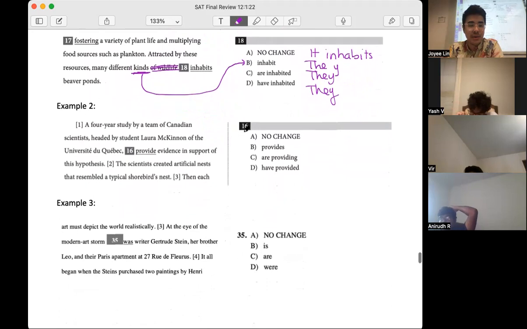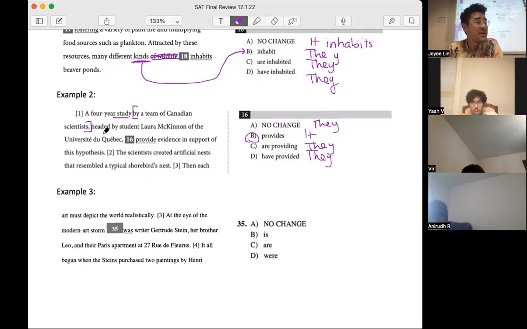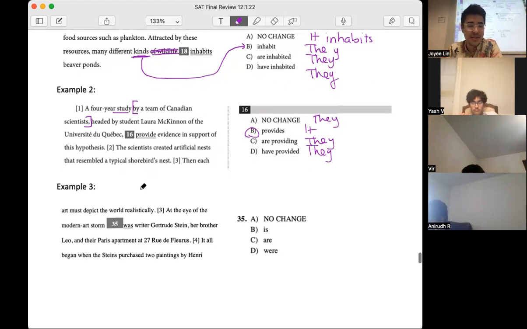Okay, example 16. What is the subject here? No, it's he. Yeah, for a study. Study, right? By a team of Canadian scientists. That is your prepositional phrase. So for your study, it provides. So this one actually works, because then A would be they provide, C would be they are providing. So this one works. The odd one out worked here. Yay, didn't work for that one. Okay, cross out prepositional phrases, and then look for the subject.